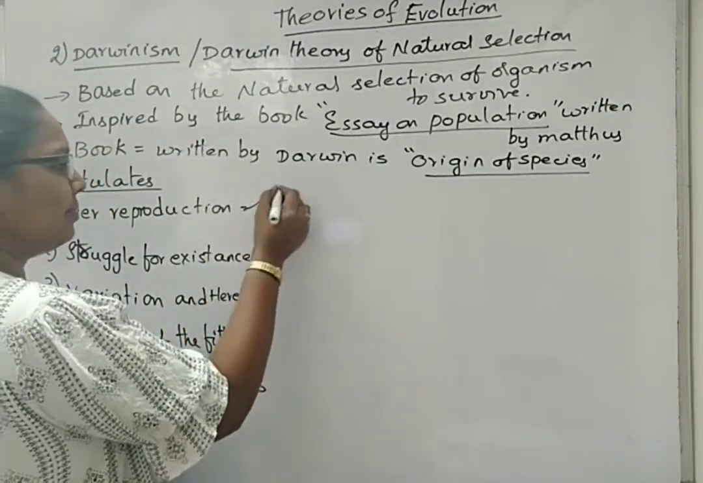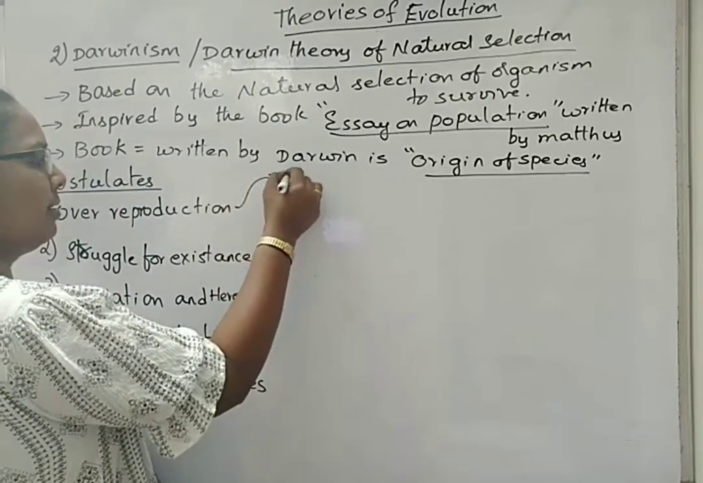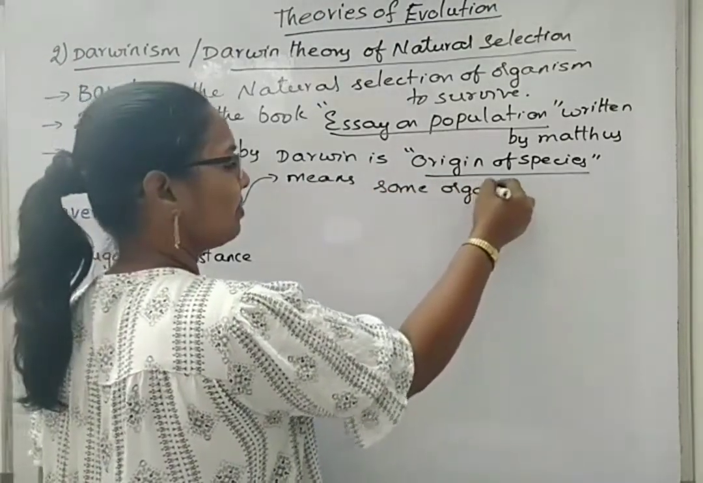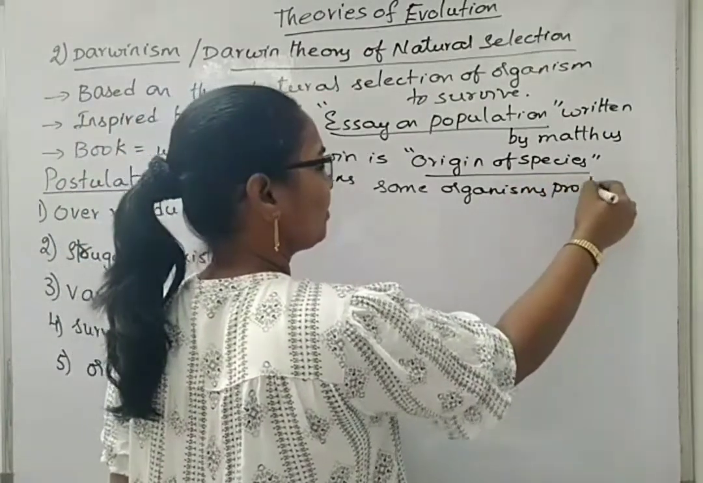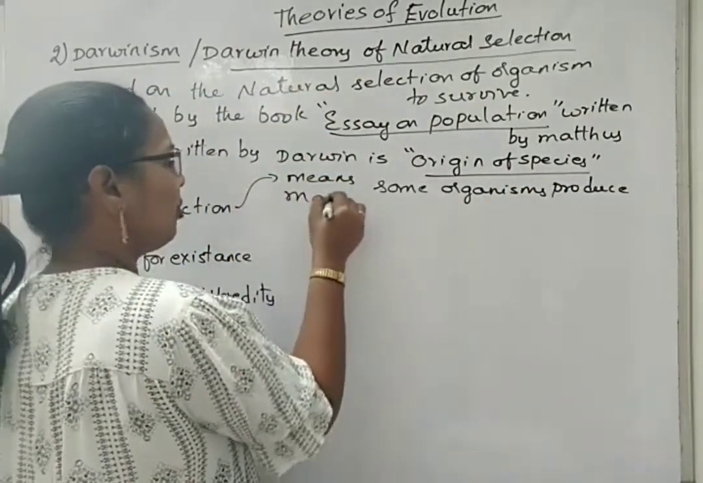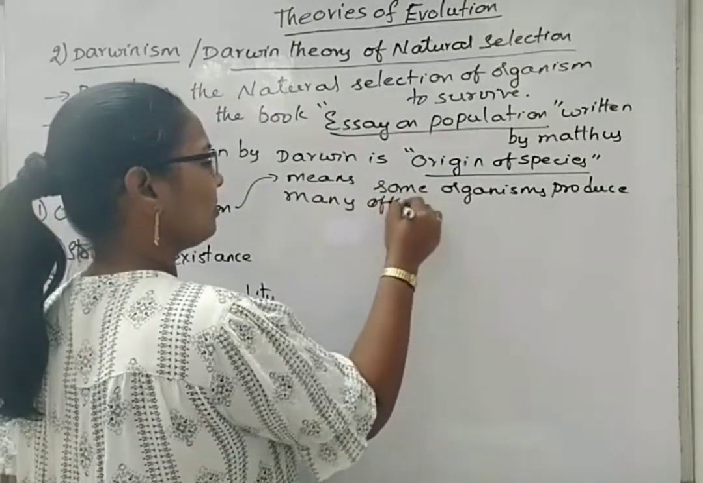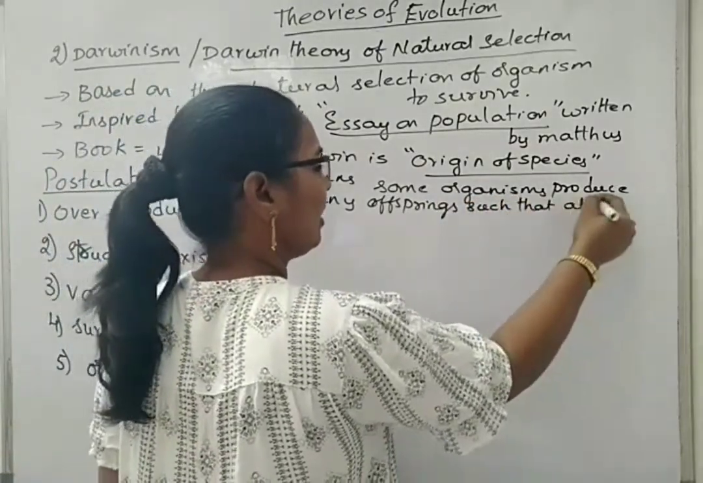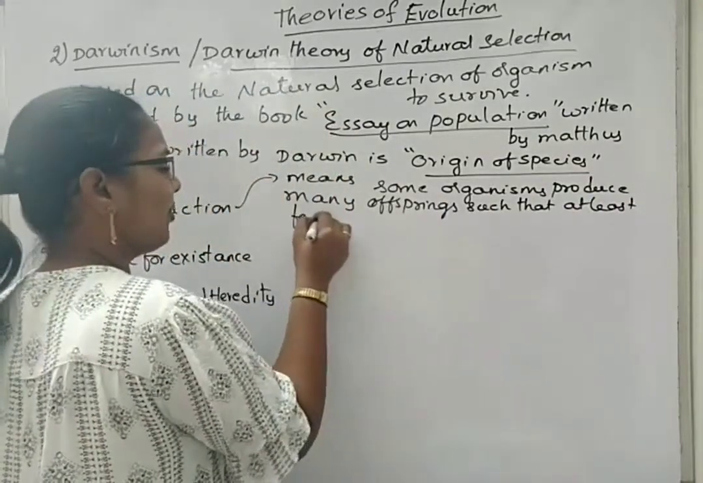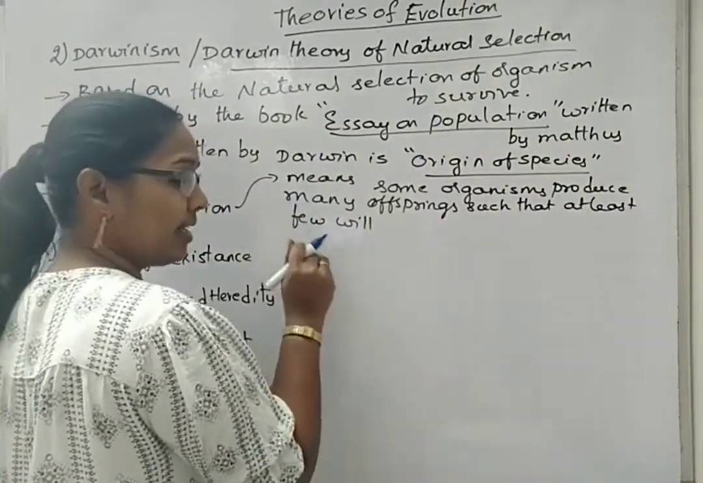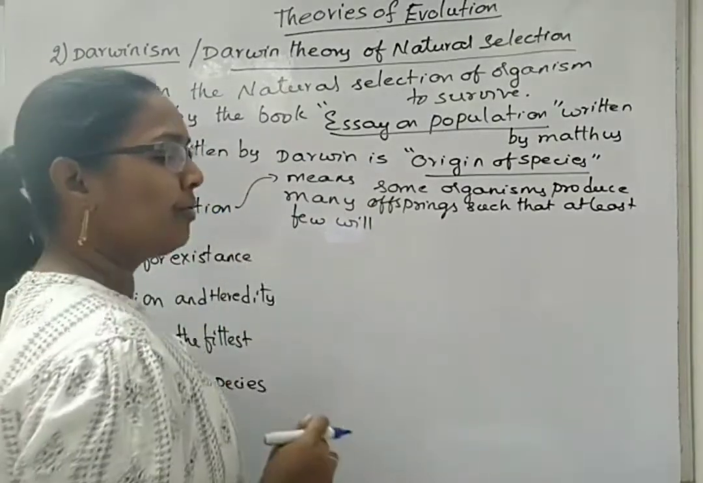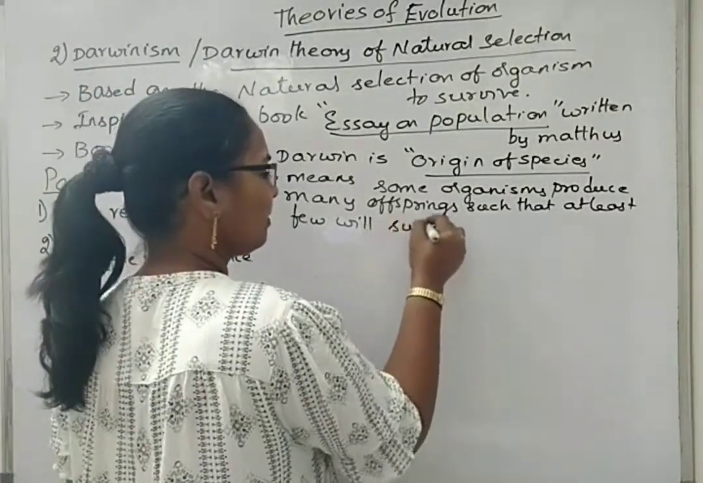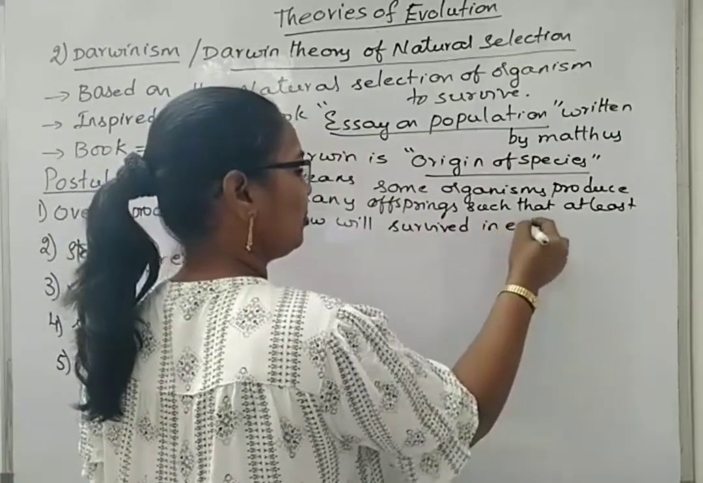Overproduction means some organisms produce many offspring such that at least a few will survive, meaning their race or species will exist in the next generations also. A few will survive in evolution.